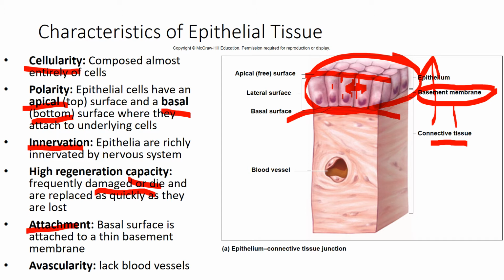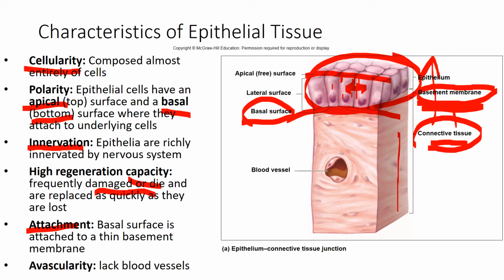Next, what we have is the attachment. And so the basal surface, again here, or the bottom layer, is going to be attached to a thin basement membrane. And this basement membrane is going to be produced by both the epithelial tissue and the connective tissue below it. Okay, so it's a very thin layer again. And so here we're going to always have epithelial being connected in or close proximity to connective tissue.